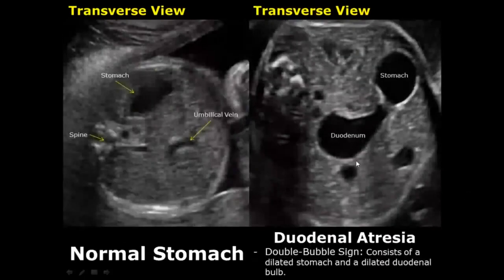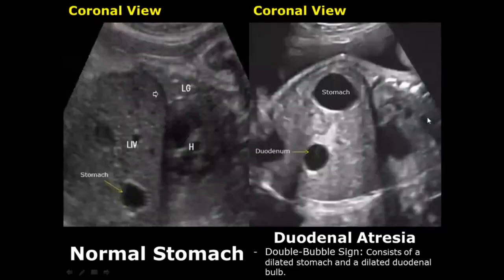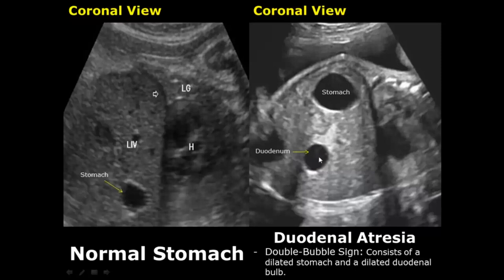In duodenal atresia, the duodenum does not form properly. This will lead to obstruction and will cause dilatation of the duodenum and the stomach. This gives us a double bubble sign, in which we see both the duodenum and the stomach as two bubbles, two dilated structures. Here we have a coronal view showing us the double bubble sign. The stomach and the duodenum are dilated.